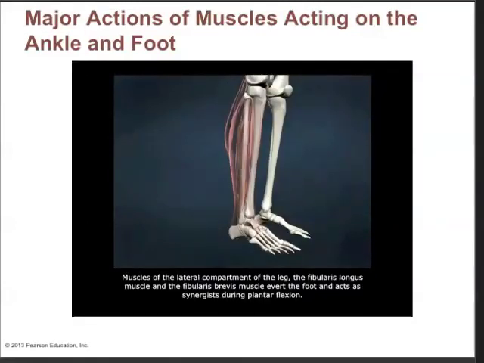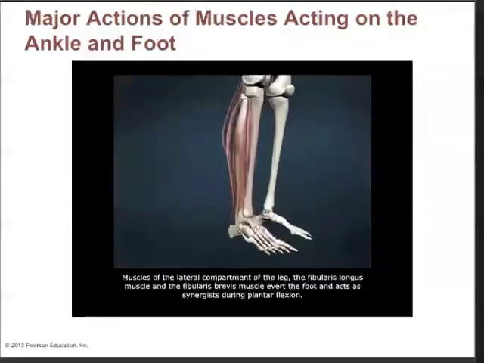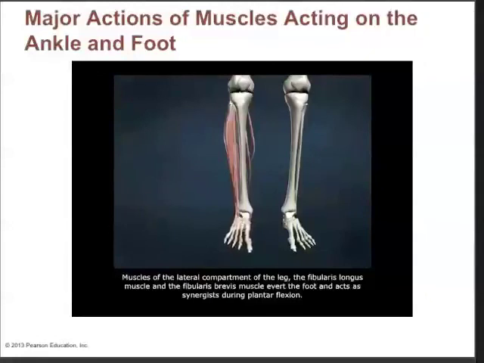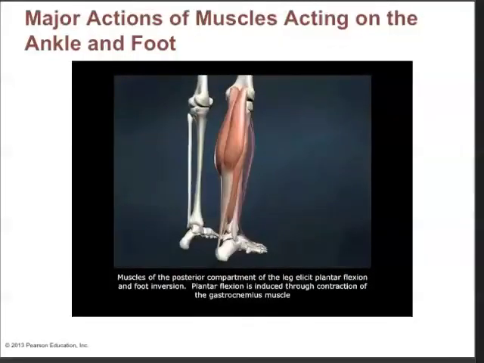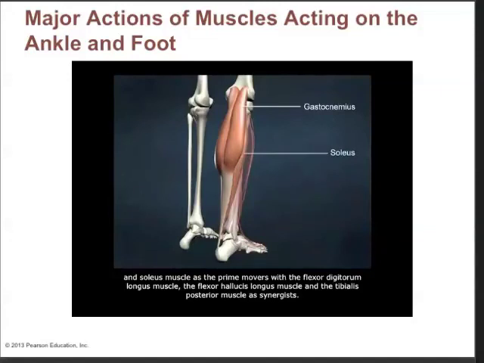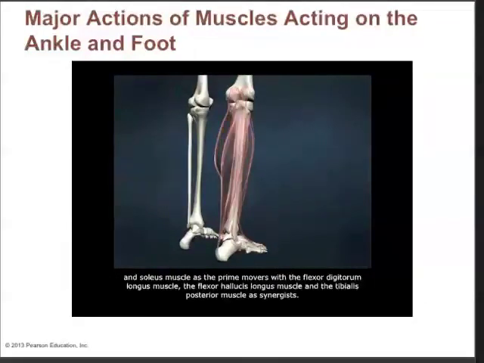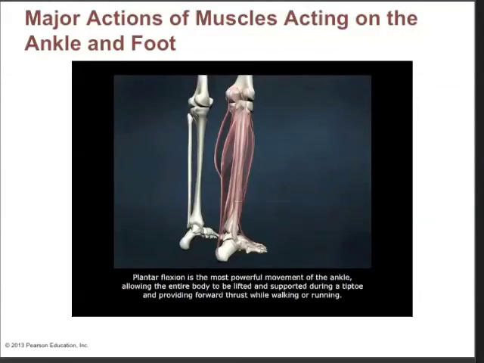Muscles of the lateral compartment of the leg, the fibularis longus muscle and the fibularis brevis muscle, evert the foot and act as synergists. Muscles of the posterior compartment of the leg elicit plantar flexion and foot inversion. Plantar flexion is induced through contraction of the gastrocnemius muscle and soleus muscle as the prime movers, with the flexor digitorum longus muscle, the flexor hallucis longus muscle, and the tibialis posterior muscle as synergists.